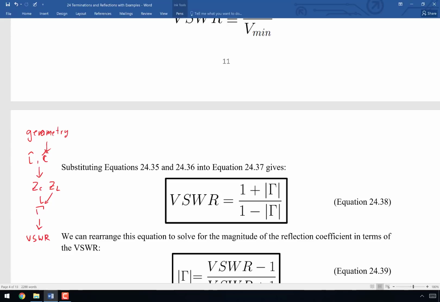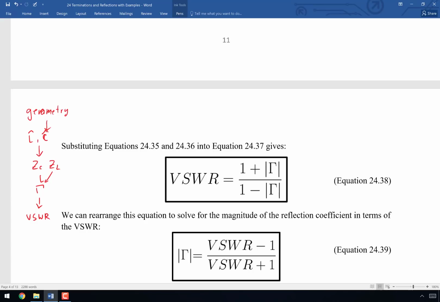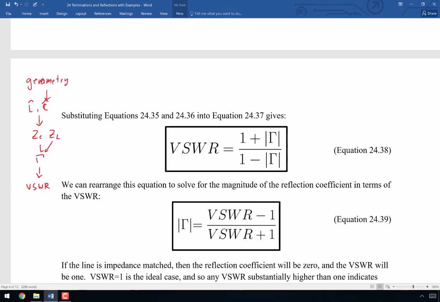I might not ask you all parts of it, but I might well ask you several parts of it, and the answers of each might build onto the answers of the next. If you were to rearrange equation 24.38, you could get equation 24.39. Up here, you're given gamma, and you go to the VSWR. Down here, you're given VSWR, and you can go to gamma.